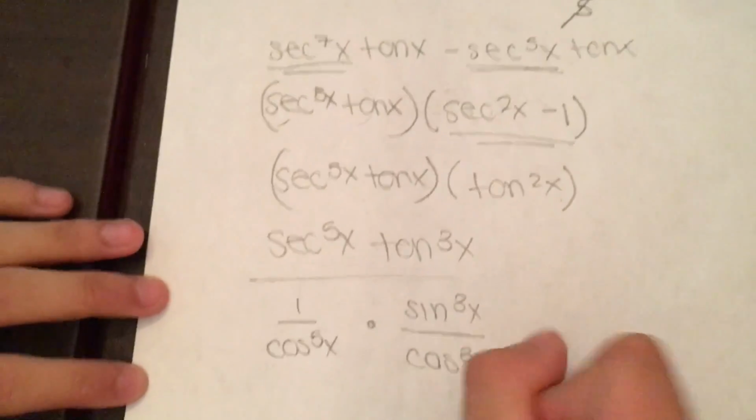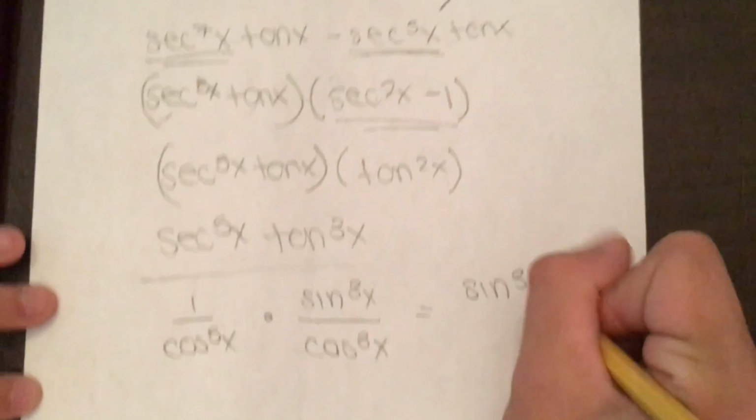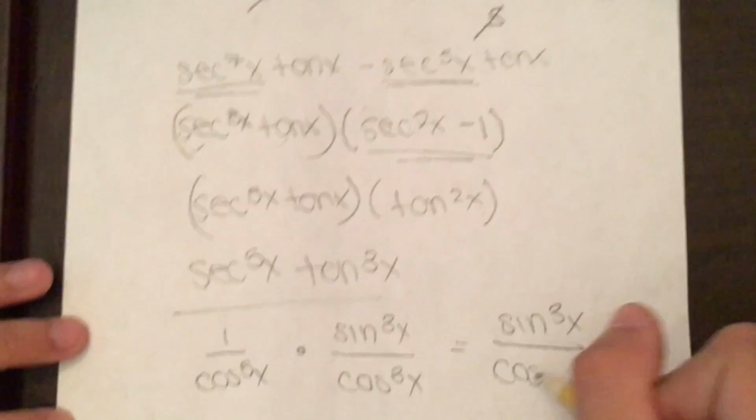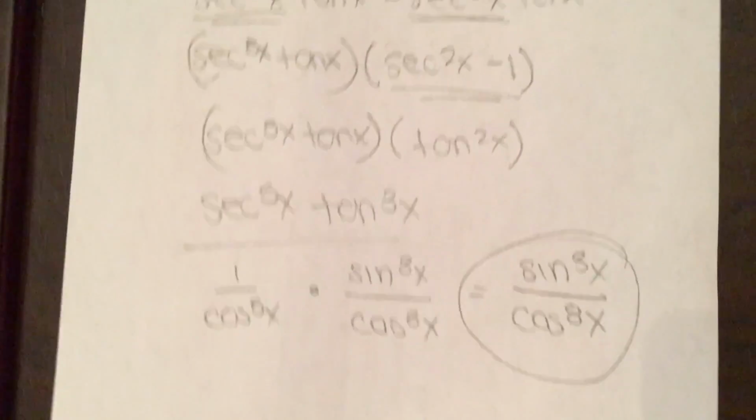Yep. Oh, good job. And then this will just multiply out to sine cubed of x over cosine to the 8th of x. Cosine to the 8th of x. Good job. Is that fully simplified? I think so, yeah.